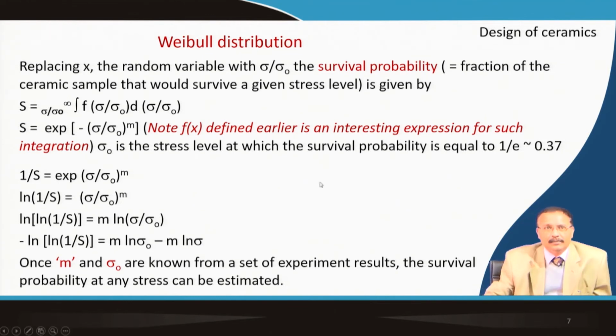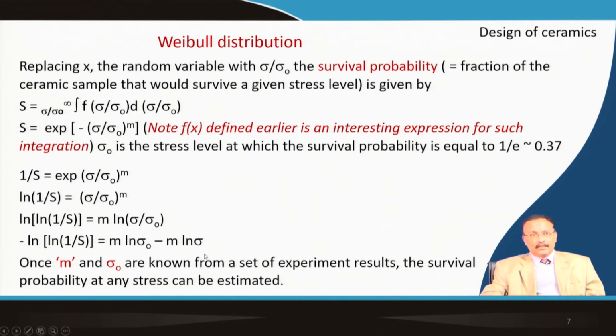So, now we will do some algebraic manipulation. So, just invert this first, 1 by S, then take ln on both sides. So, this exponential will go, then take another ln. So, ln ln of 1 by S is given by m into ln of sigma by sigma 0. Then you take this minus term here, minus ln ln of 1 by S. So, that is given as, this was negative, so it will become positive because you are multiplying by minus. So, this is minus m ln sigma.